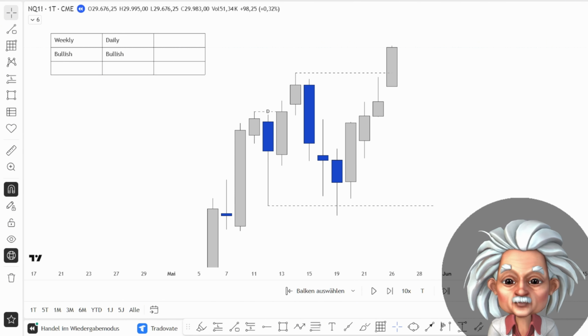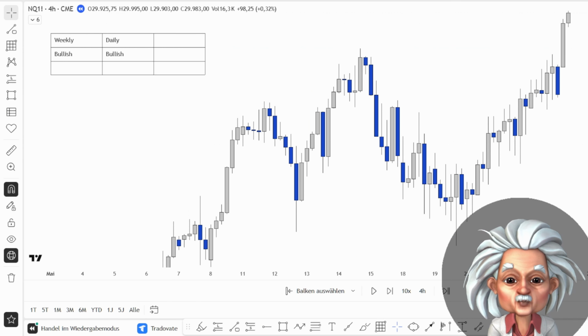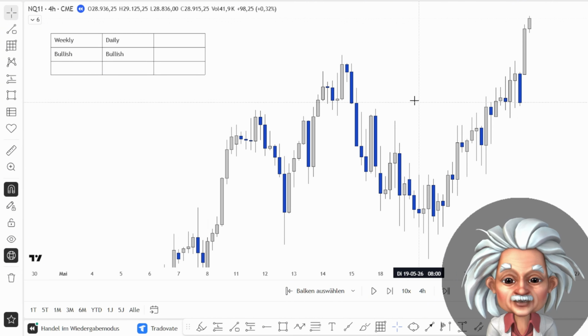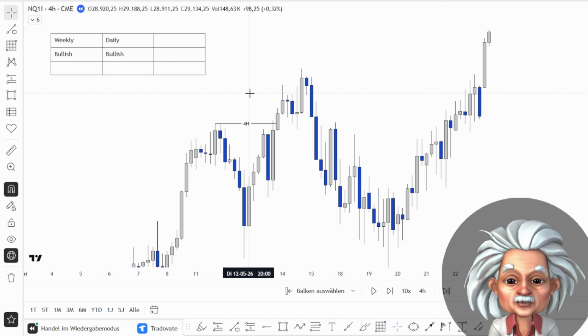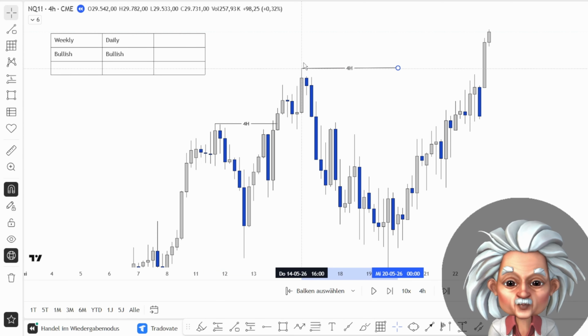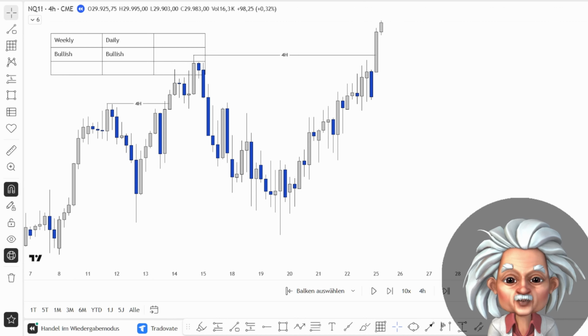Always have in mind what the higher time frames are doing. So if we scale down one step further, the 4 hour time frame, as you can see, here was the previous 4 hour break of structure, and then it made another break of structure here. The highest point was broken by this candle with a close. So this is the new swing range we are in.